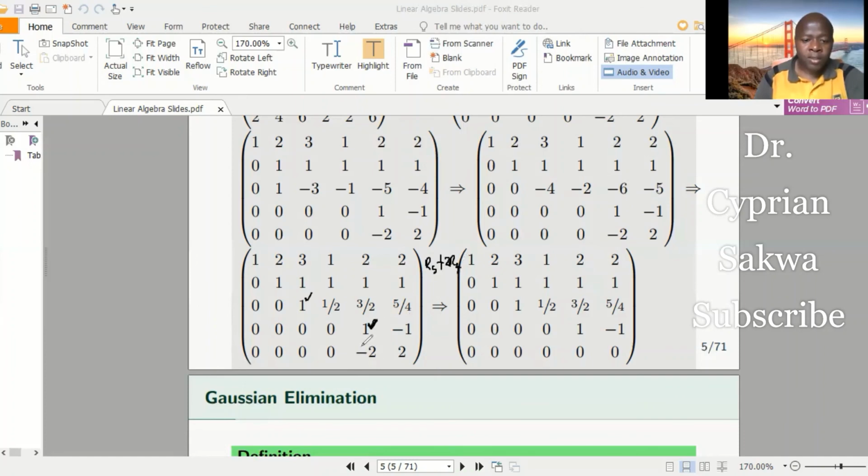So this -2 plus 2 times 1 gives me 0. And this 2 plus 2 multiplied by -1 gives me 0. So this matrix is in row echelon form. This matrix here is in row echelon form as we wanted, because we only wanted to reduce it to row echelon form, and that is what we have done.